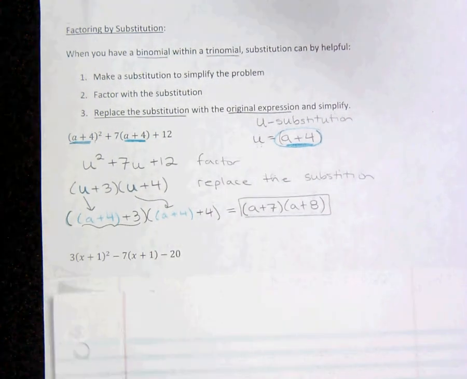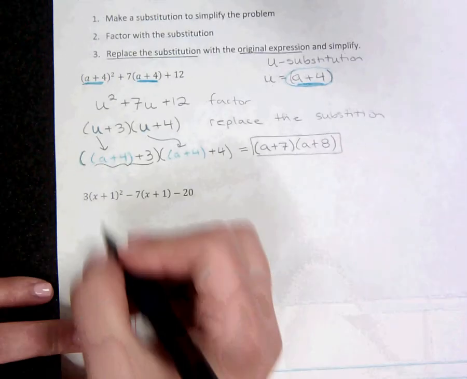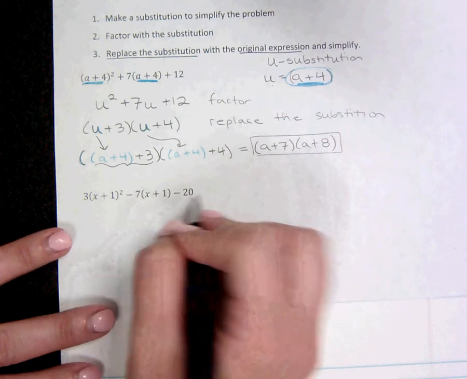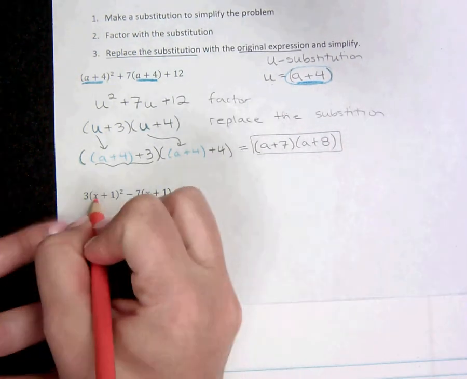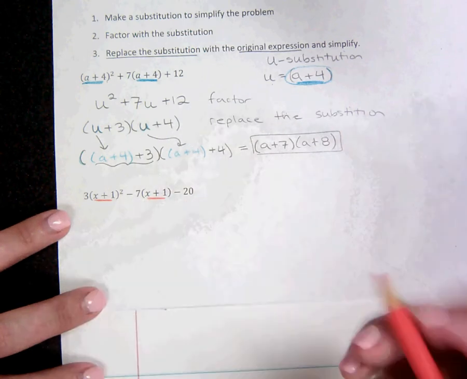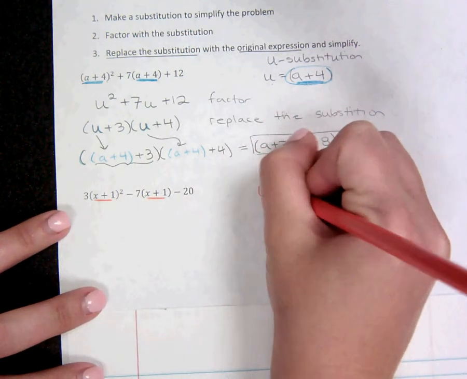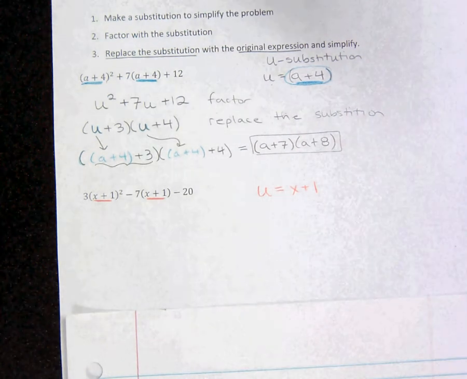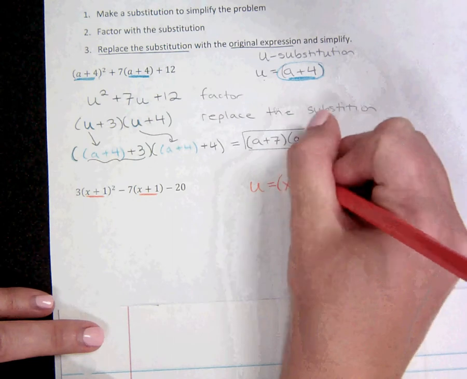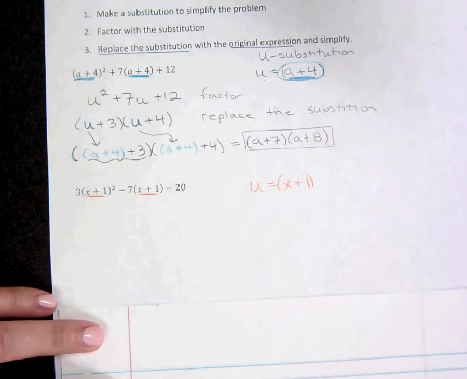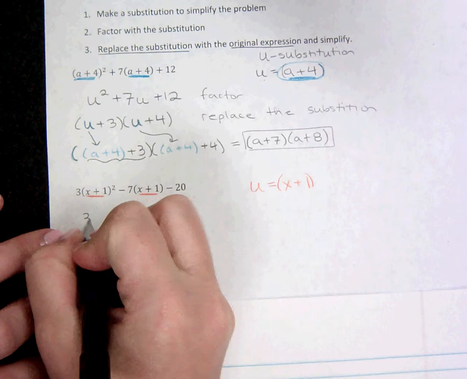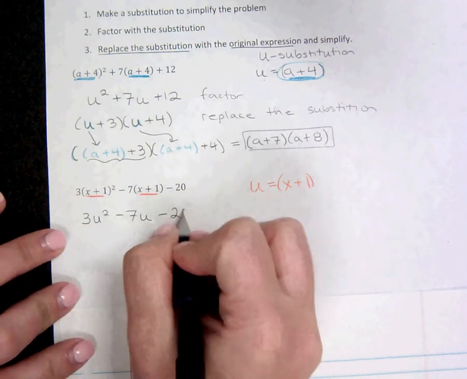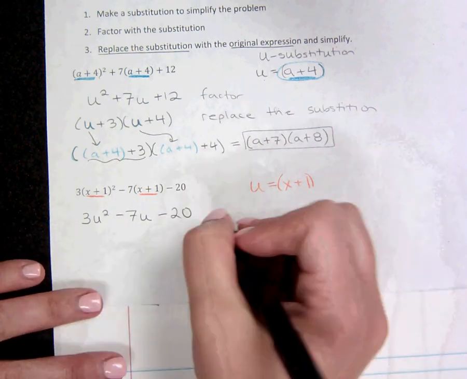Let's try it again. Here we have 3 times x plus 1 squared minus 7 times x plus 1 minus 20. So x plus 1 is your binomial. I'm going to take it out. I'm going to replace it with the letter u. U equals x plus 1. So everywhere I see x plus 1, I'm going to replace it with the letter u. So this is going to become 3u squared minus 7u minus 20. I'm going to factor that.